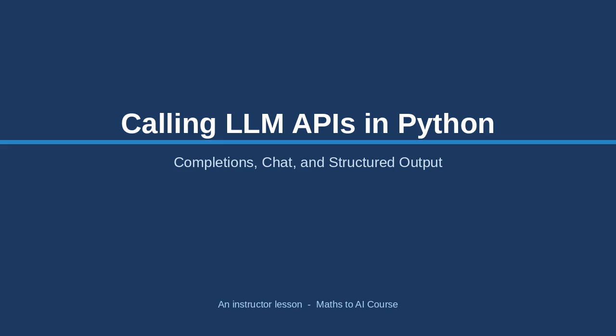Welcome. In this lesson, we'll build the most fundamental skill of an agentic AI engineer: reliably calling an LLM API from Python and getting back data your code can trust. Everything we do in later modules sits on top of this primitive.